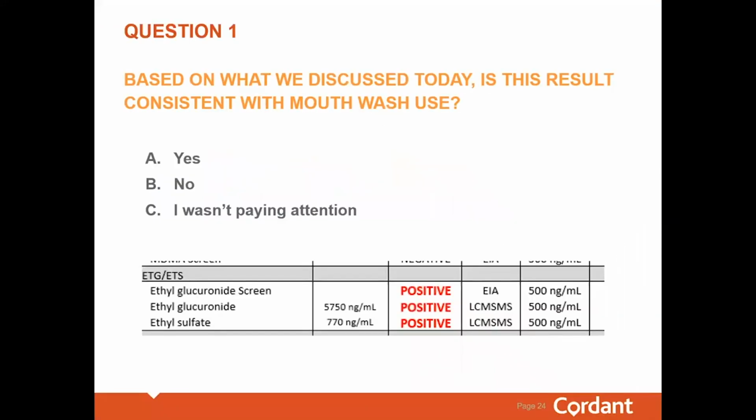So, our first question. Based on what we discussed today, is the result consistent with mouthwash use? So we have positive ethyl glucuronide above the cutoff and positive ethyl sulfate above the cutoff. Okay, so you should all see a little poll pop up on your screen. Go ahead and answer and let us know what you think it is. We'll give you a couple of seconds here to answer before we give you the real answer.